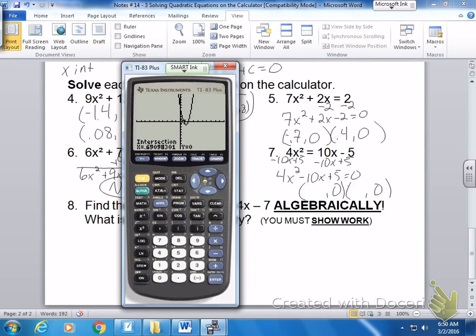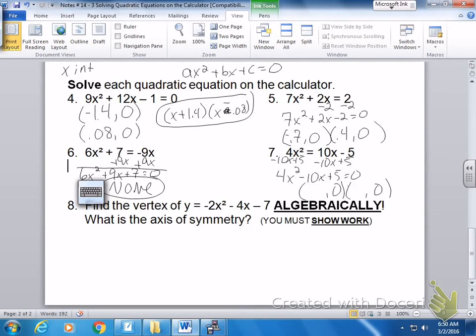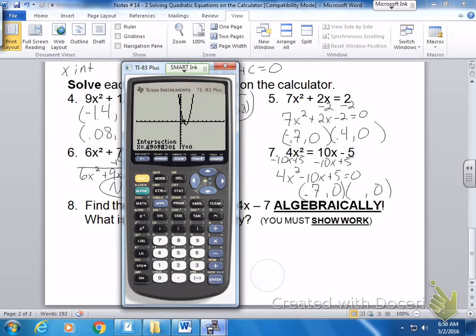It's very repetitious. I got 0.69, so I'm going to change that to 0.7. Let's go find the other one real quick. Second trace, 5, move over to the other one, hit enter 3 times, and I get 1.80, so I'm changing that to 1.8.